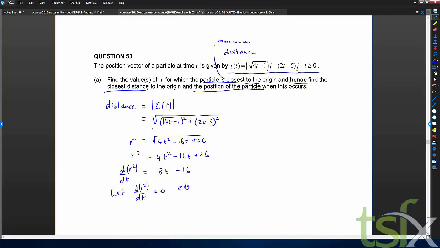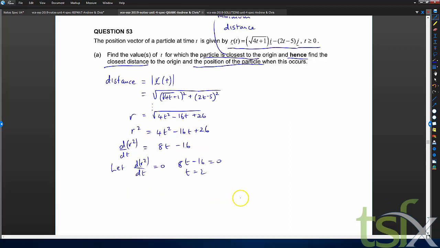So we get our 8t minus 16 equals 0, and therefore we get t equals 2. Now, did you know that we could just take the derivative of R squared and let it equal 0, to save all that square root stuff? Who knew that? Okay, only one person perhaps. So that saved a lot of time, didn't it?